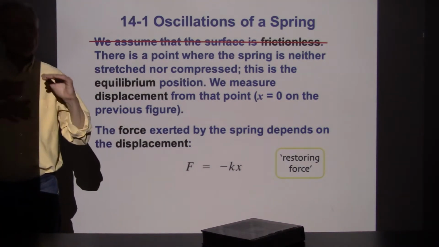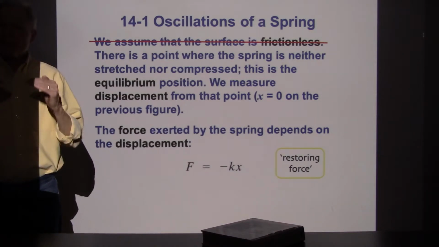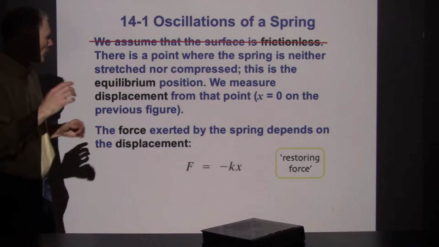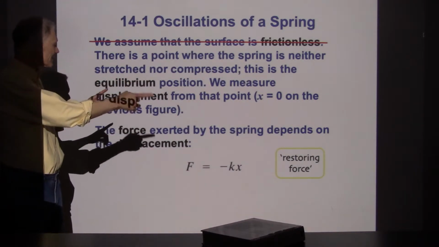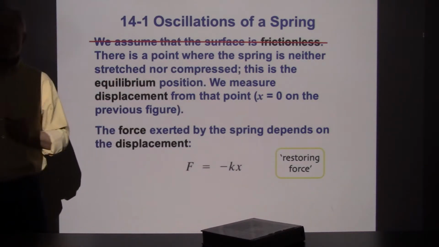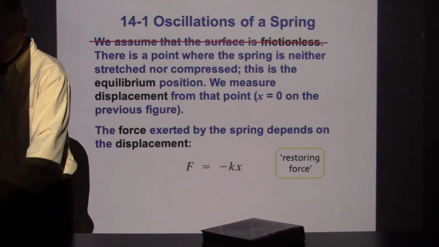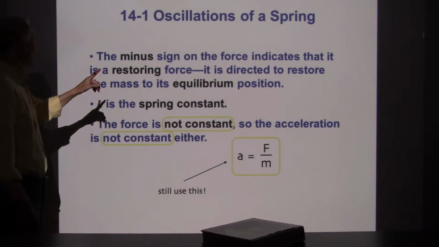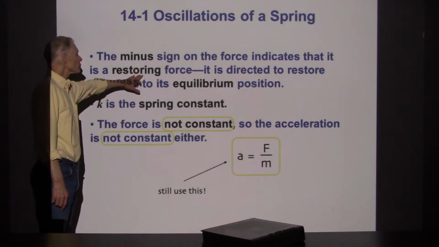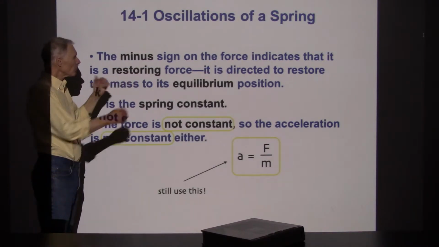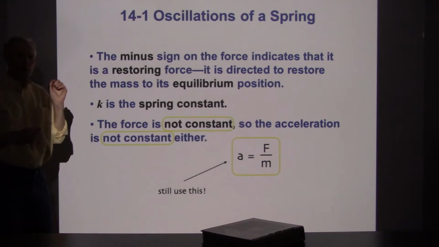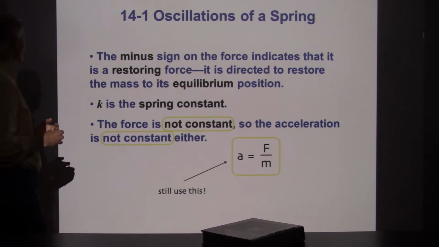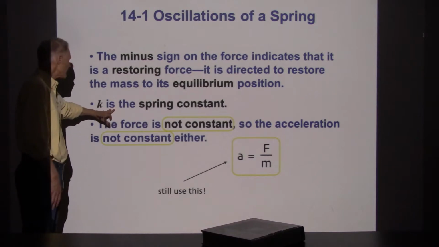Notice that we're setting up the mathematics in a way where we can check and make sure that x and F are being correctly represented with that minus sign in place. The minus sign tells us it's a restoring force, and the force will always be opposite the direction of the displacement. k is the spring constant, we've seen that before.